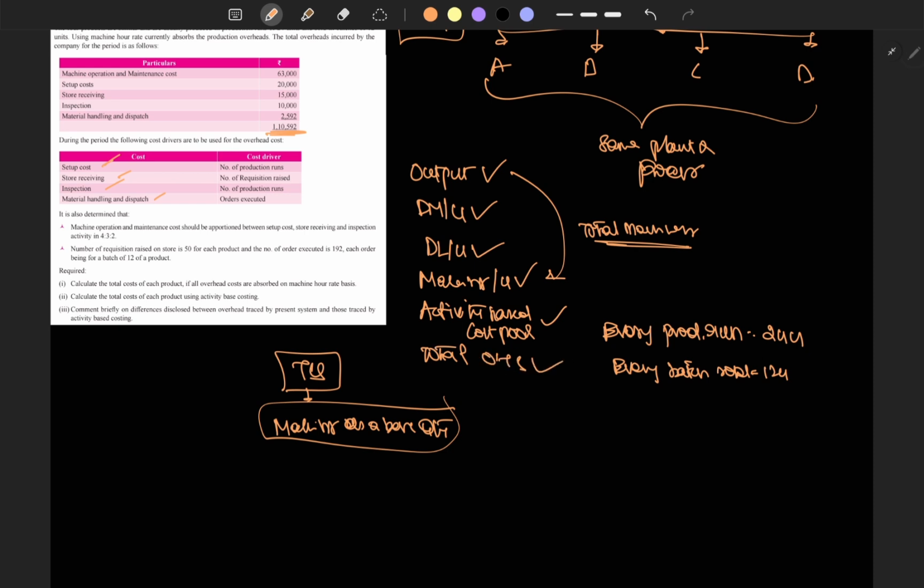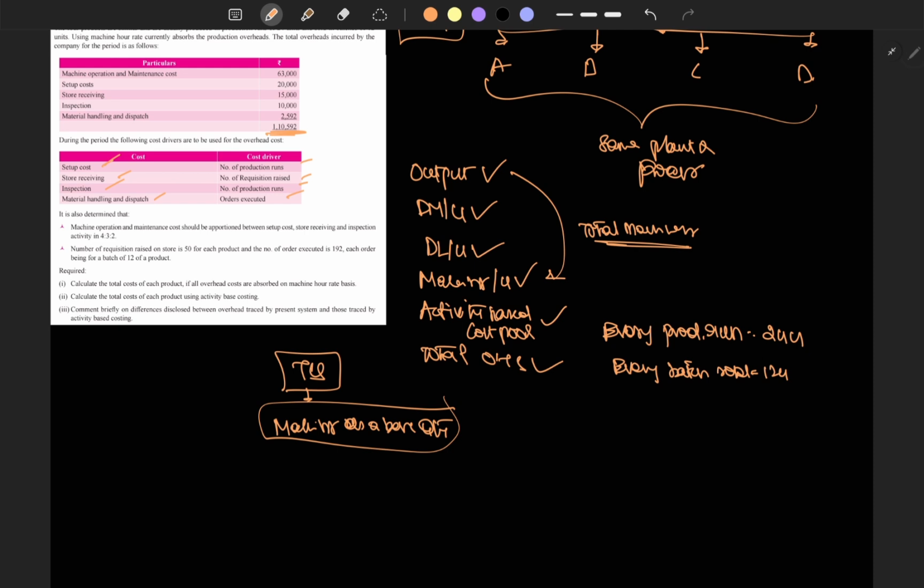During the period the following cost drivers are to be used for the overhead cost. So what they are saying is, what are all the cost drivers for the cost pools is given: setup cost, stores, receiving, inspection, material handling. For all these, the number of production runs, number of requisitions raised, and orders executed are the cost drivers for those cost pools.